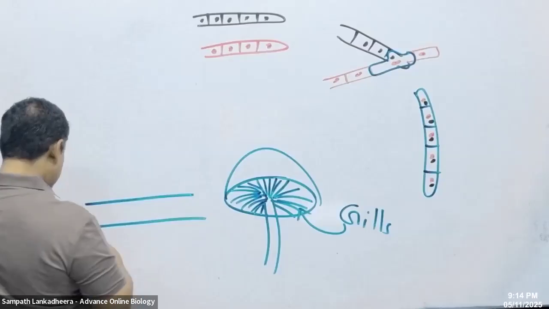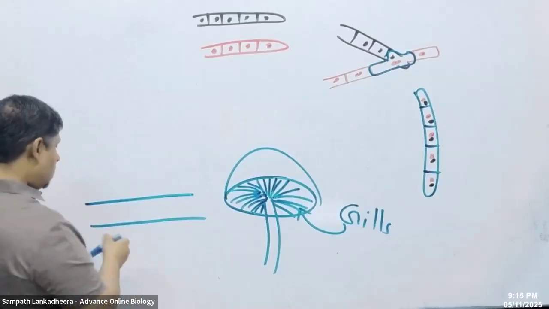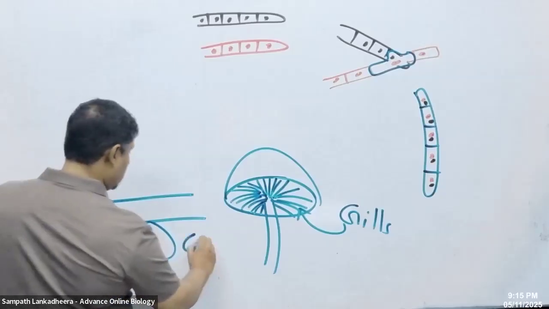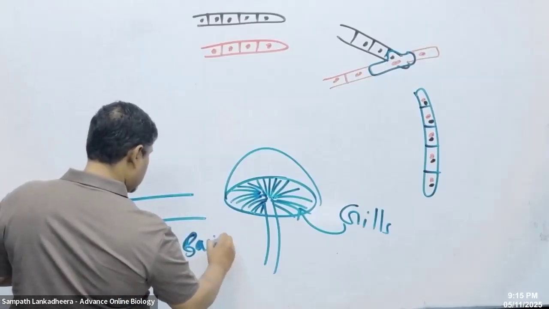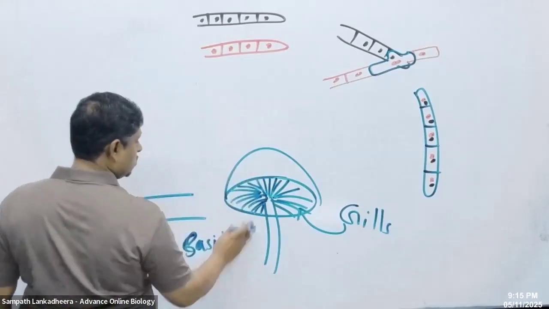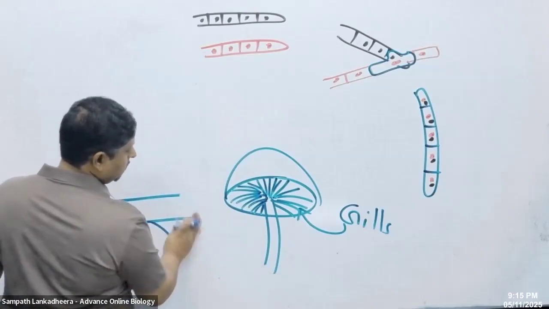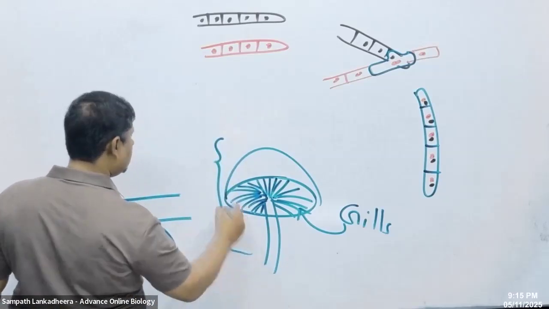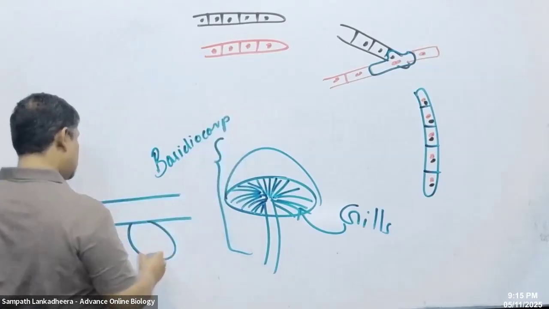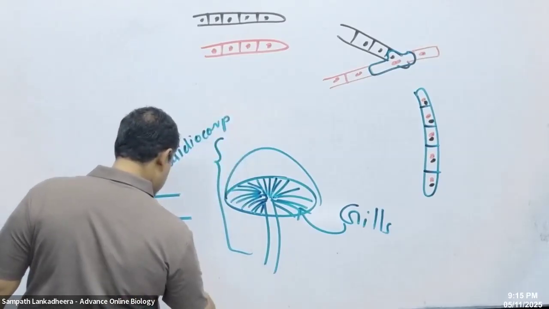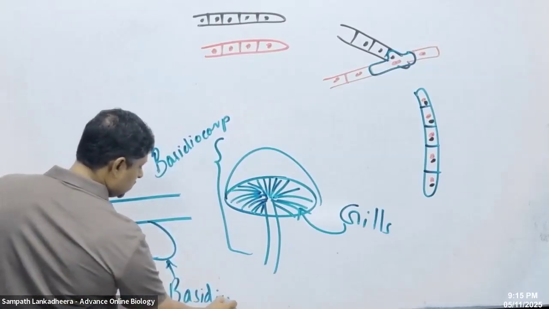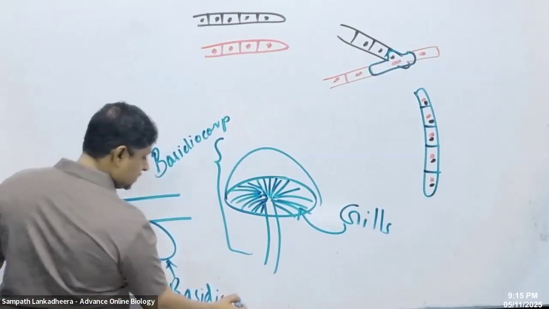You can see, people, there are some special structures. We call this whole thing the basidiocarp. Here, this one is the basidium, B-A-S-I-D-I-U-M, singular. Basidium, and basidia is plural.